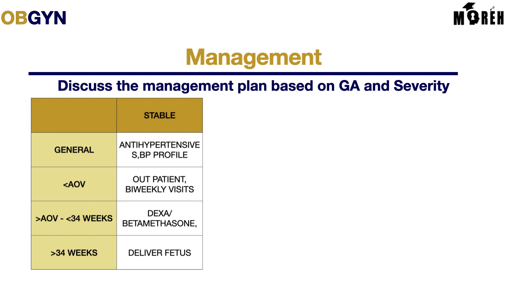This is the general thing that you do with all the patients that come, whether they are stable: put them on antihypertensives, do a BP profile. Some of the antihypertensives that we can give which are safe in pregnancy are labetalol, methyldopa, nifedipine, and low dose ASA, or aspirin.